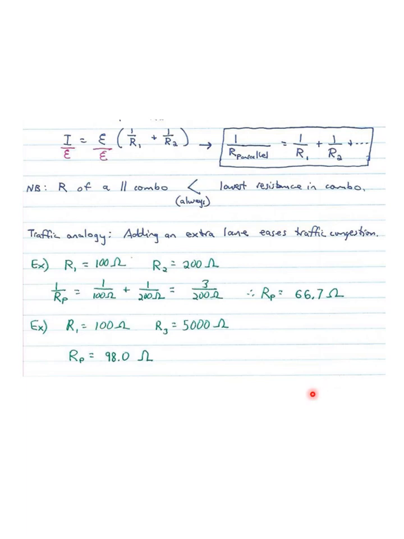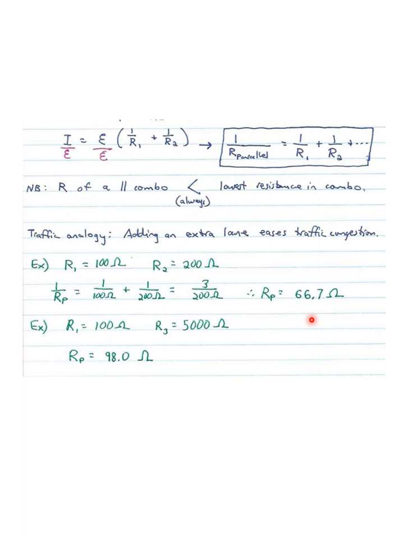Well, quick little example here. Let's say we have one resistor that's 100 ohms, another one that's 200 ohms. We put them in parallel with each other. And so 1 over the total resistance is 1 over 100 plus 1 over 200. And that's 3 over 200. Then we have to take the reciprocal of that to get the parallel resistance. We get 66.7 ohms. And notice again that it is less than either of the individual resistors.